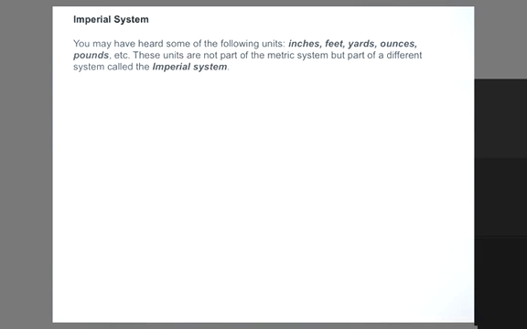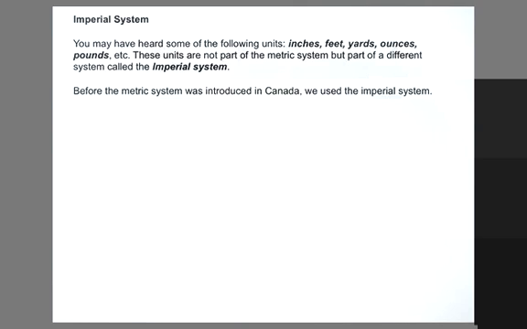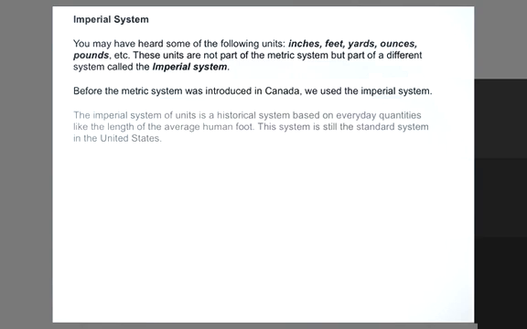The imperial system. You may have heard some of the following units before. In fact, some of them are even more common than centimeters and meters: inches, feet, yards, ounces, and pounds. These units are not a part of the metric system, but part of a different system called the imperial system. Before the metric system was introduced to Canada, we used the imperial system, which is why you often hear people talk about their height in feet and inches.